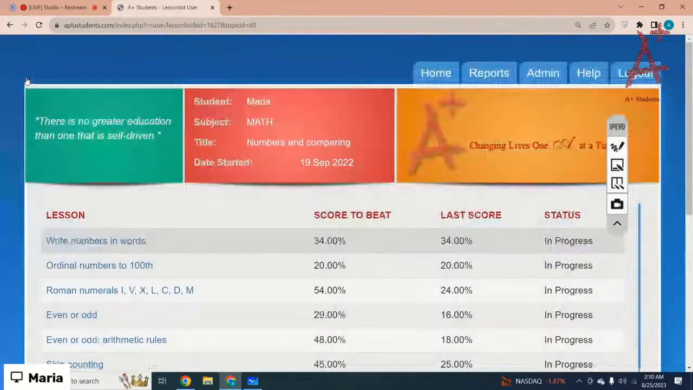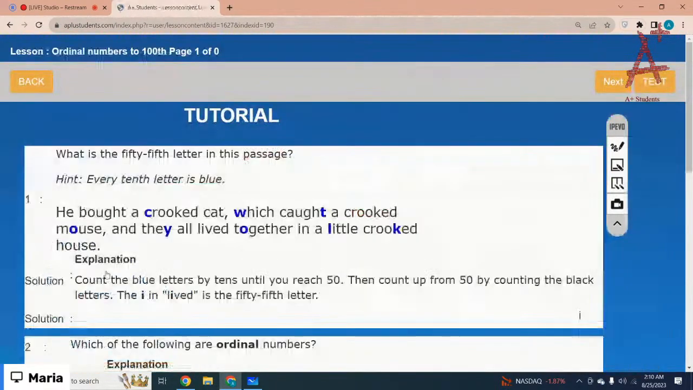And the next lesson is ordinal numbers to 10th, 100th. Let's just start with the second lesson. What is the 55th letter in the passage? So every 10th letter is blue, right? You have to go to the 55th letter, right?